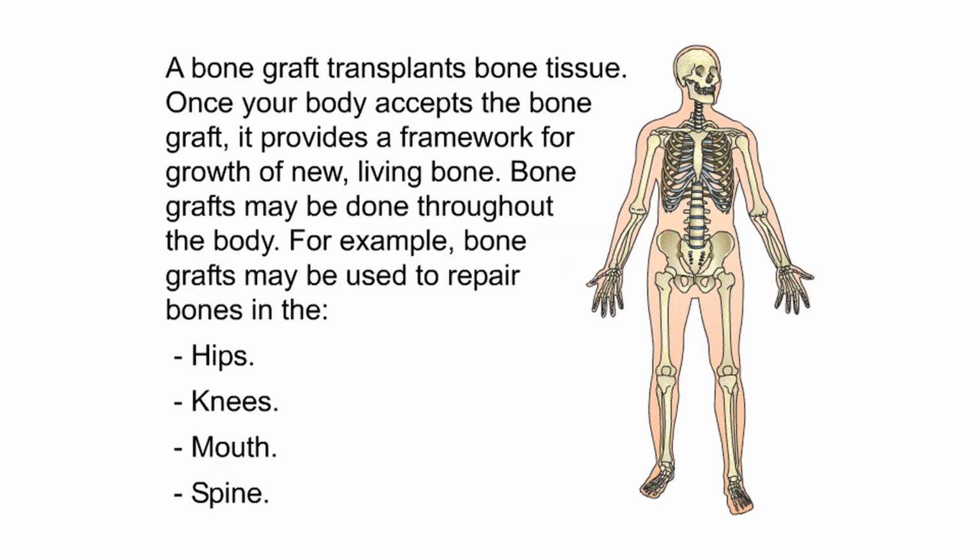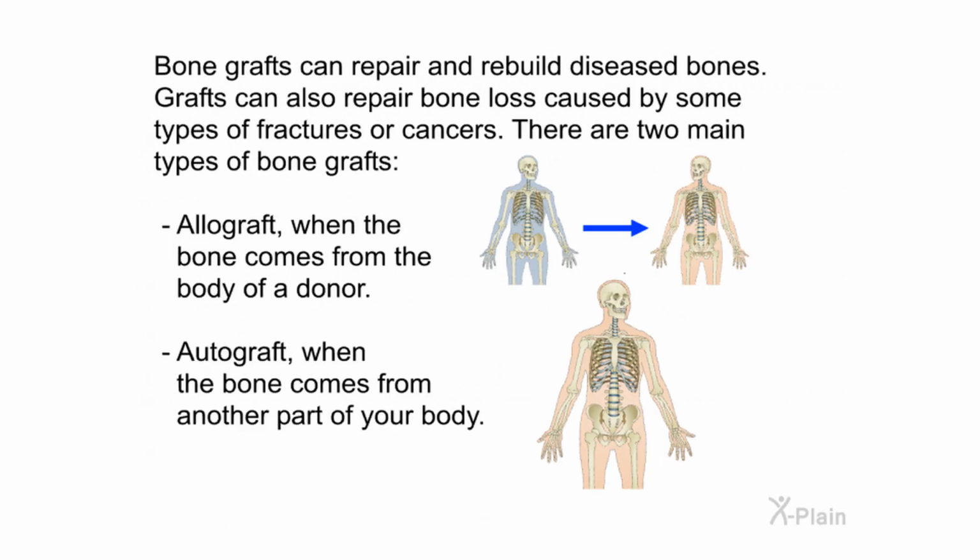Summary. A bone graft transplants bone tissue. Once your body accepts the bone graft, it provides a framework for growth of new living bone. Bone grafts may be done throughout the body. For example, bone grafts may be used to repair bones in the hips, knees, mouth, spine. Bone grafts can repair and rebuild diseased bones. Grafts can also repair bone loss caused by some types of fractures or cancers.